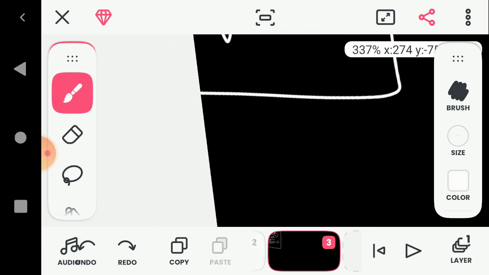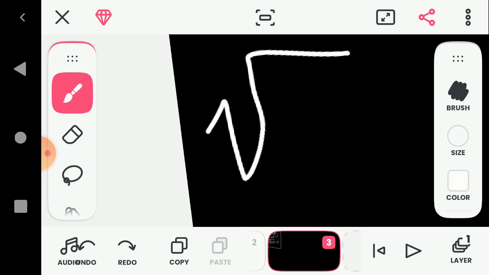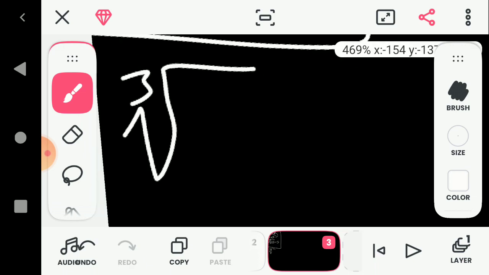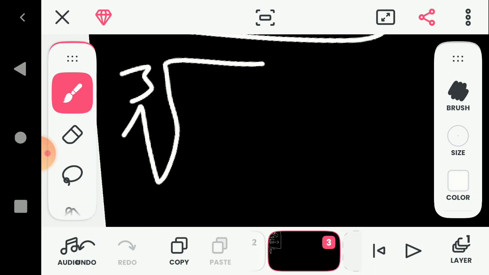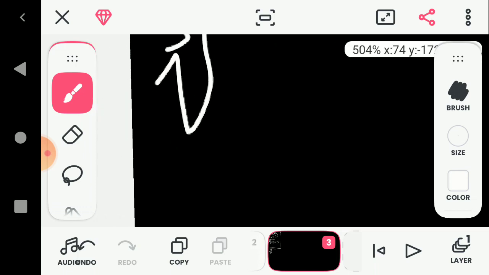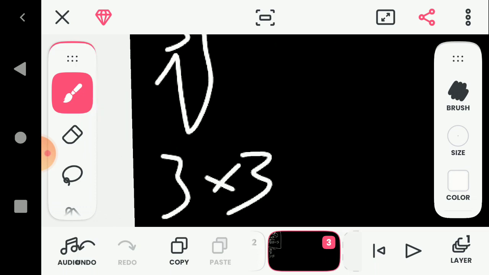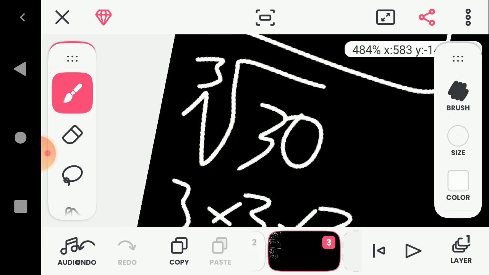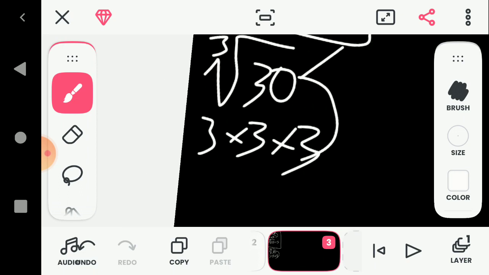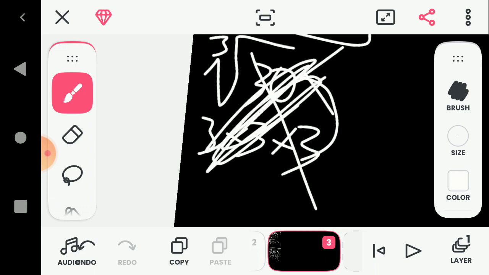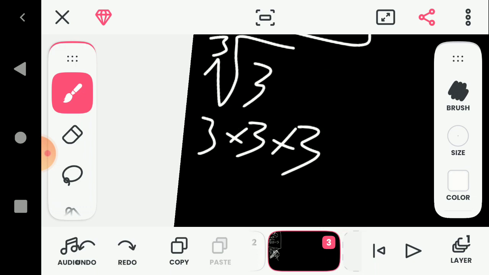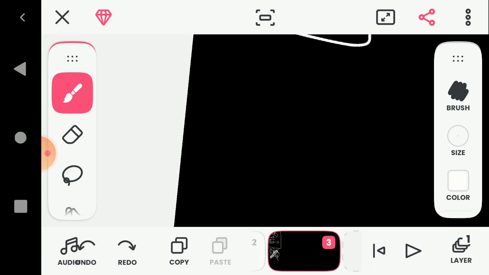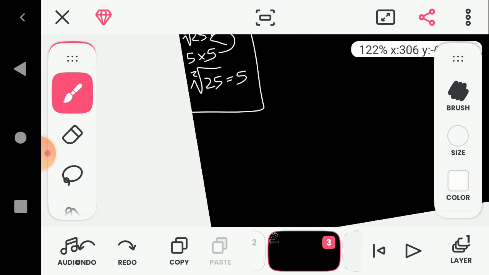Now it's a different case if I give you this. You have to find a number that multiplied by itself 3 times gives you something. Obviously this isn't the answer. So now, what do we do now?